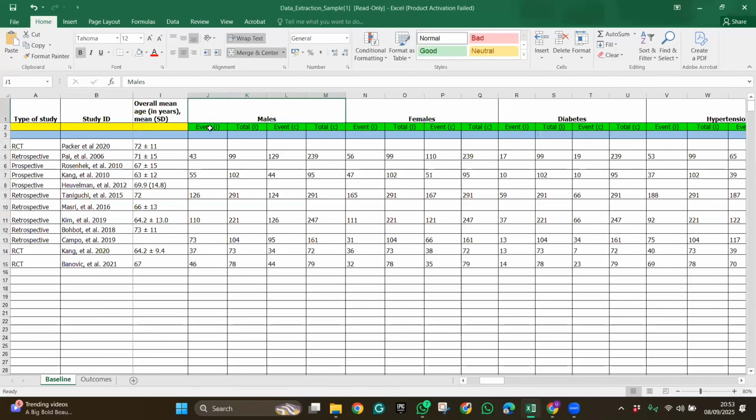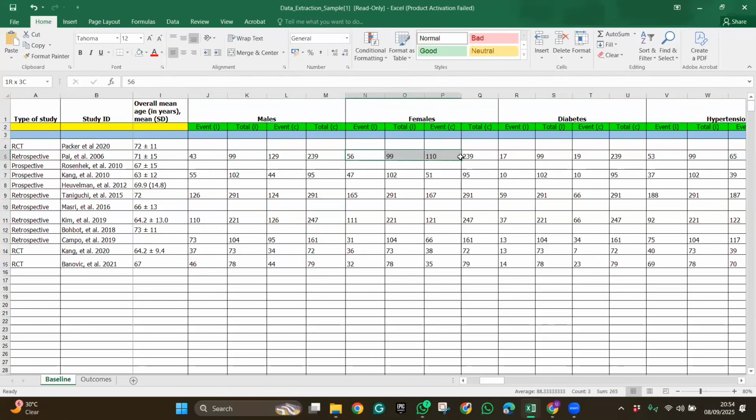Let's go back to the baseline table. So these two columns are for the intervention group. These two columns are for the control group. The total shows the total population of the intervention group. And this total shows the total population of the control group, right? What are events? Events basically tell you how many patients out of this total population were males, right? In this case, 43 patients out of the 99 patients in the intervention group were males. Similarly, 129 people out of the total 239 recruited for the control group were males.